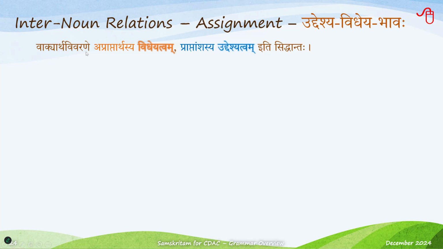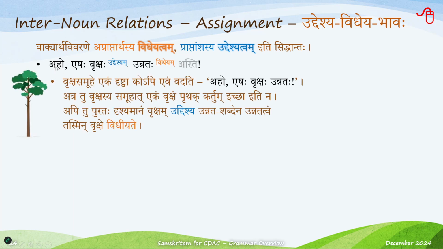Vakyartha Vivarane Apraptasya Vidheyatvam Praptamshasya Uddeshyatvam iti Siddhantah. What is the theory? The theory is that in the description of the meaning of a sentence, when we encounter that kind of challenge, the meaning that is not gotten is called Vidheyatvam, and the meaning that is gotten is called Uddeshyatvam. It's a little technical. Basically, with an example, you will appreciate this Vidheyatvam, Uddeshyatvam.